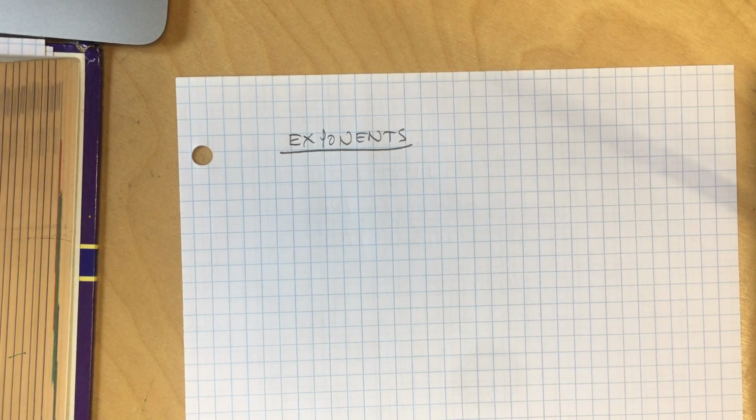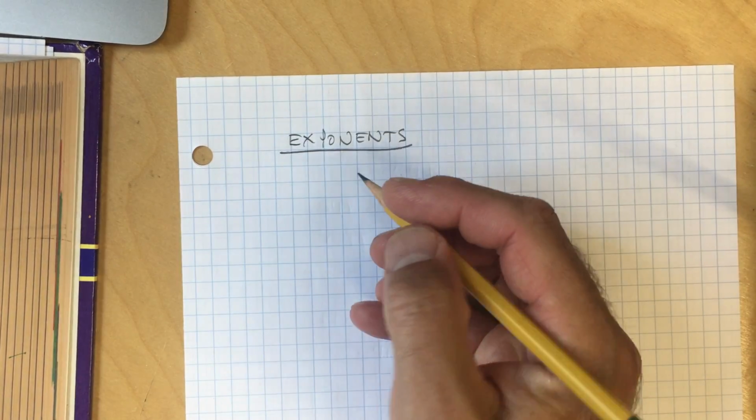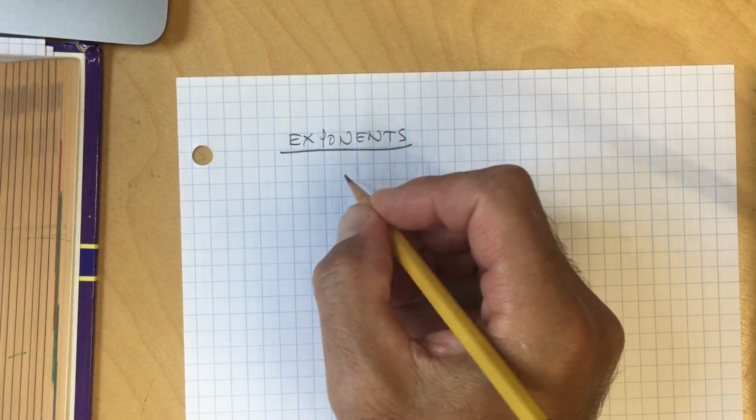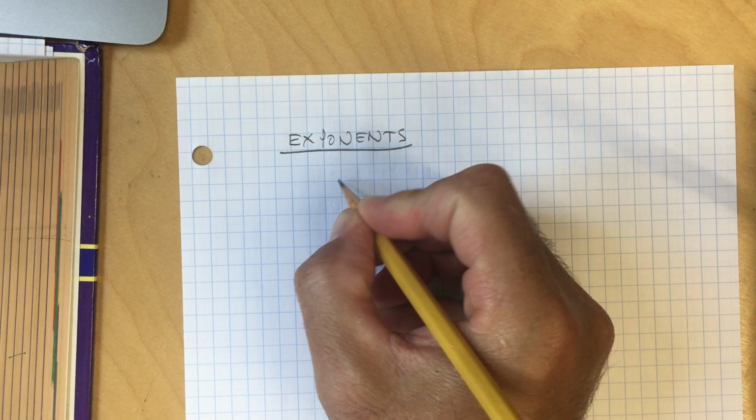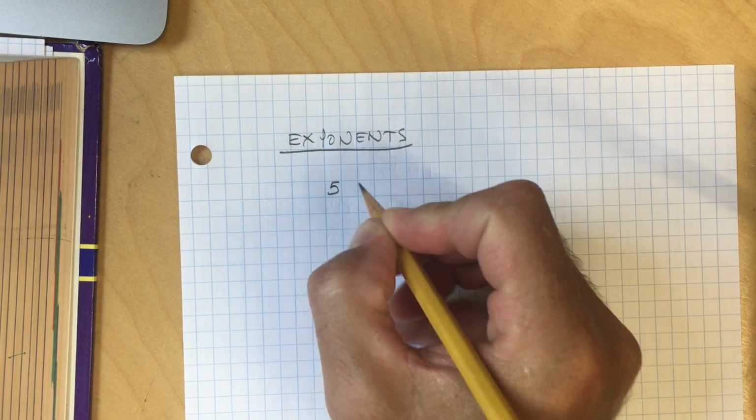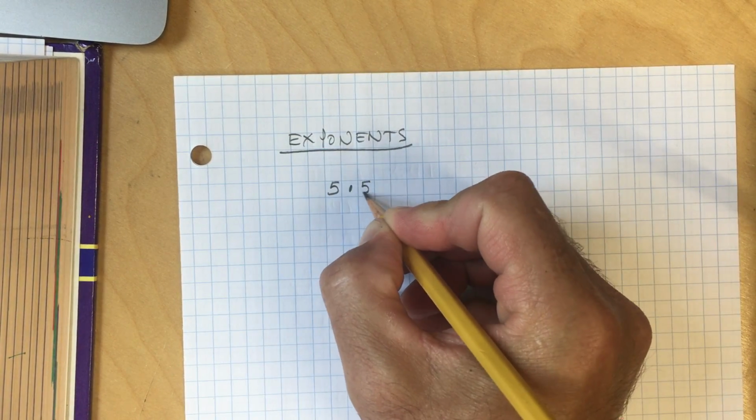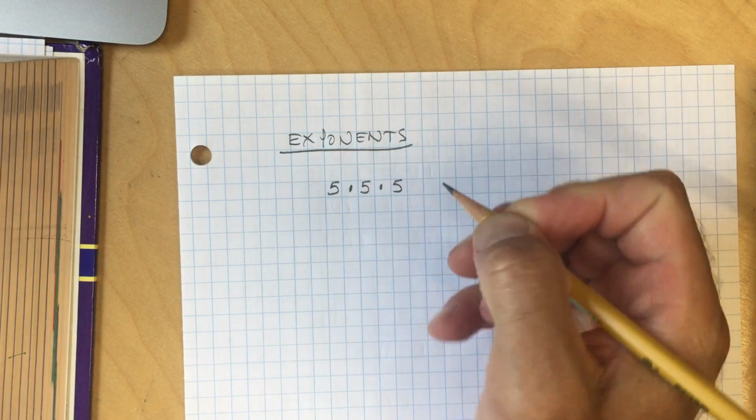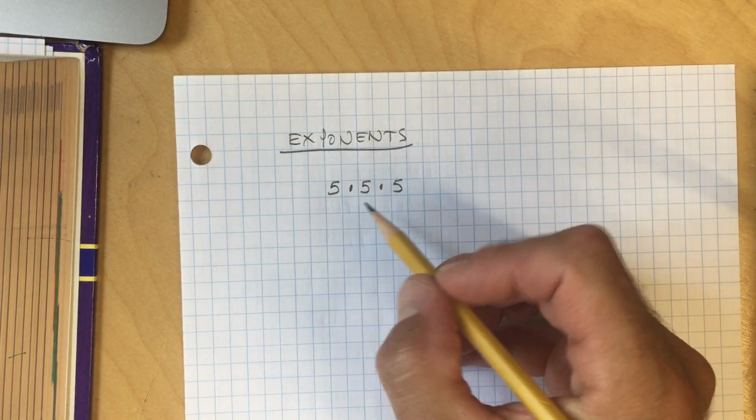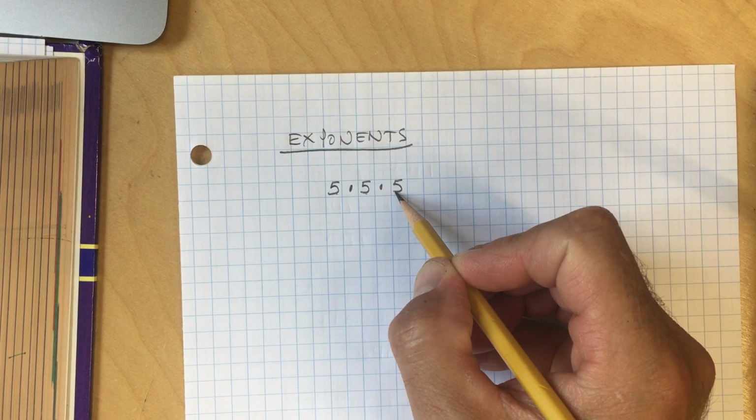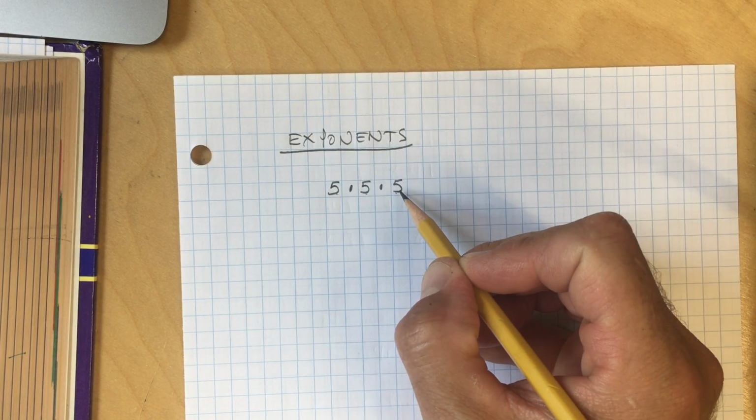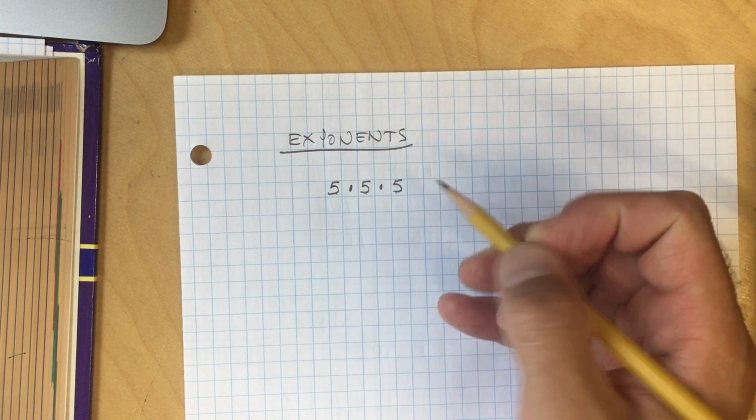Today we're going to talk exponents. Let's define what exponents are. So let's say that we have this expression, 5 times 5 times 5. What we're doing is we are taking the number 5 and we're taking 3 of them and multiplying together.